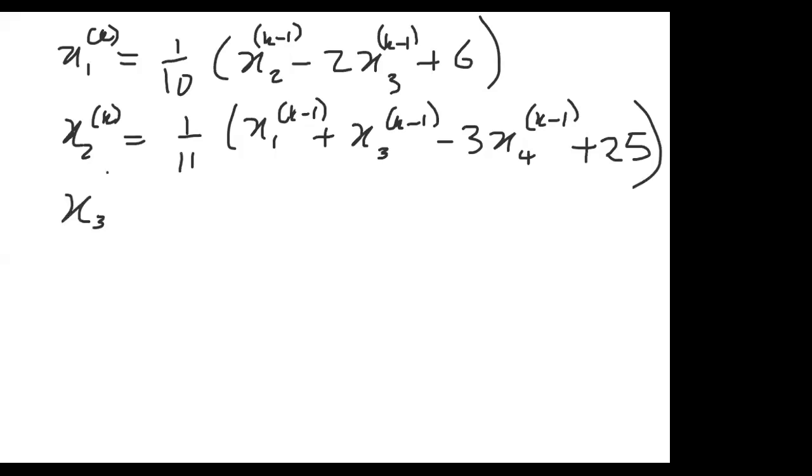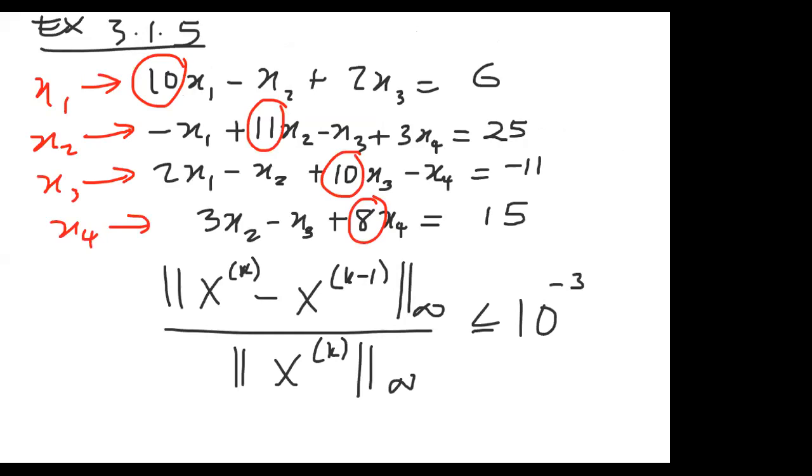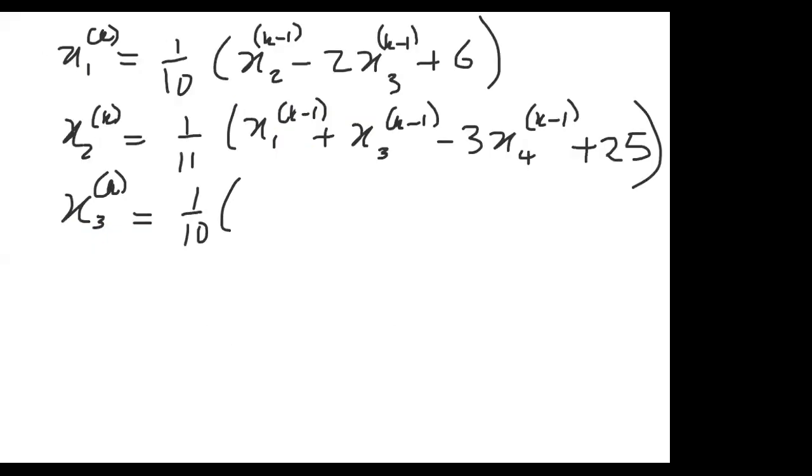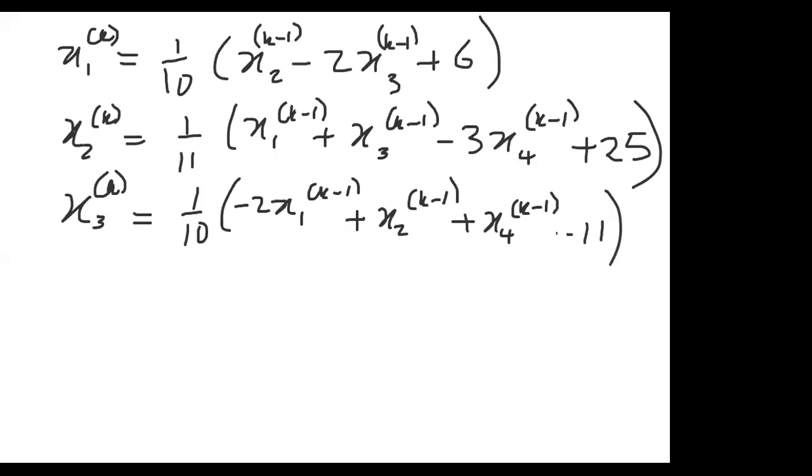Then x3 k, I'll do the same thing. I'll get 1 over 10, then, let me look at the equation again, from equation 3. Okay, good. So I have 1 over 10, yes. Then this will give you minus 2x1 k minus 1, plus x2 k minus 1, plus x4 k minus 1, then minus 11, right?